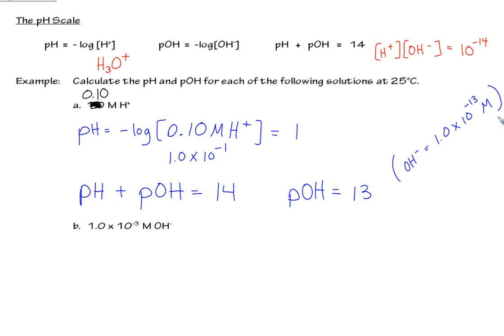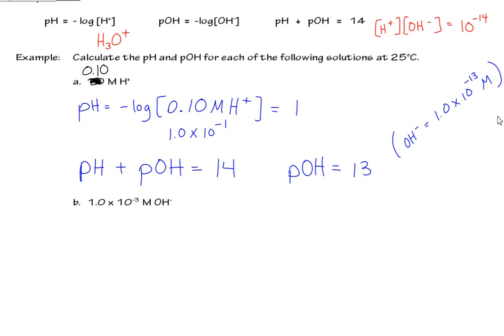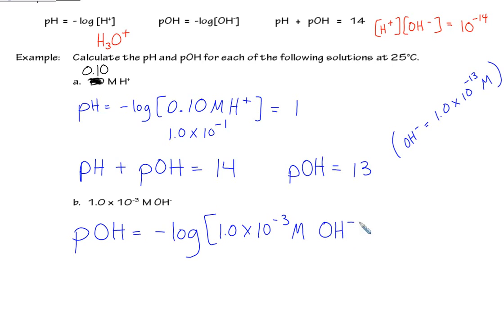Now, if we have something like B, and I'm given the hydroxide concentration, I'm probably going to go opposite log of hydroxide right away. And technically, I am calculating the pOH. Opposite log of 1.0 times 10 to the negative third. And that's hydroxide. So again, you don't have to plug this into your calculator. If you understand the log, it should be the opposite exponent of 10. The pOH is 3.